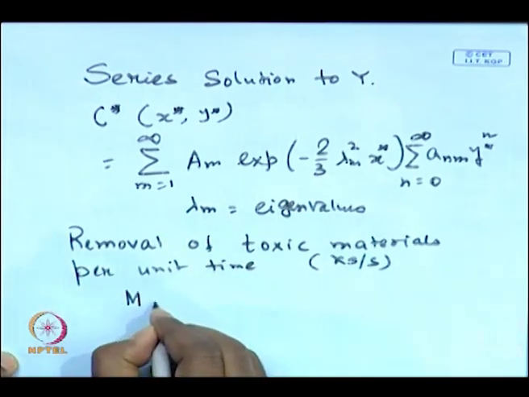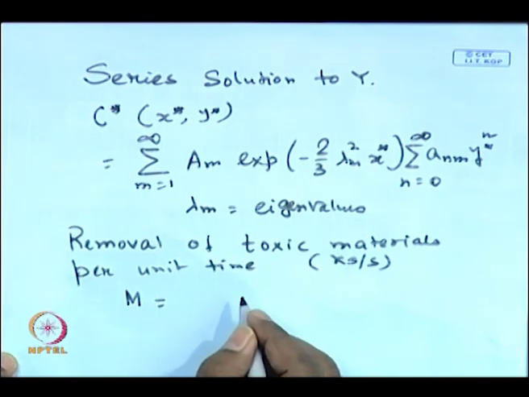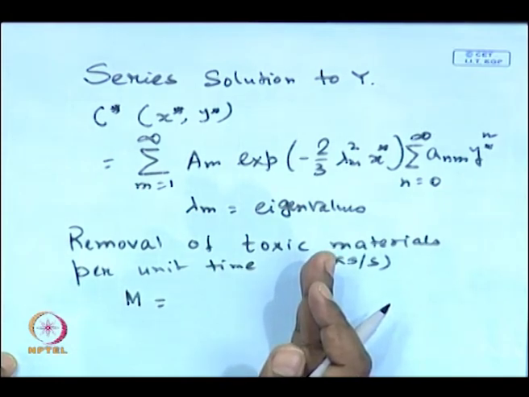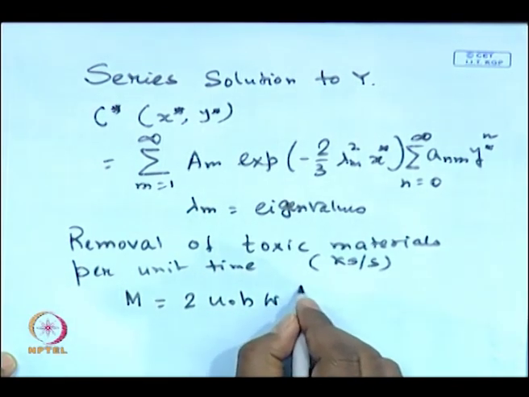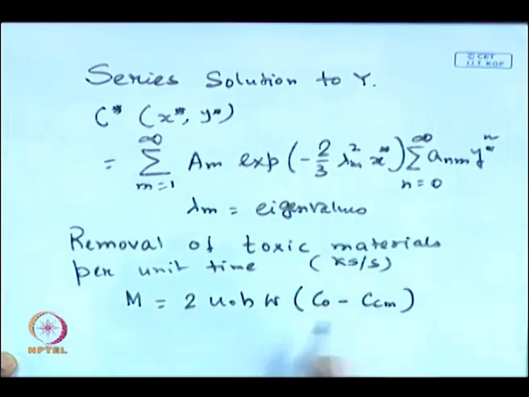It will be defined as the amount of solute that is coming in at the entry point, that is x equal to 0, minus the amount of solute that is present at any particular location. Let us say it is after the length L, that is, after the channel. Okay. So it will be 2 u naught h w multiplied by C naught minus C cm. Okay. I will define C cm.